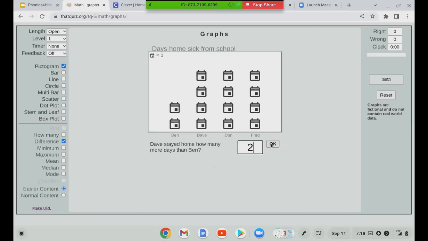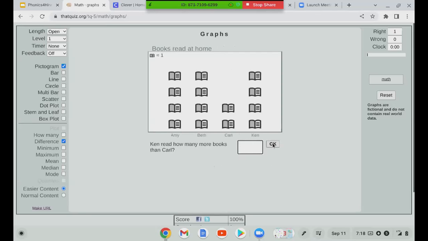So I'm going to show you what happens when I press OK. So over here, it lets you know if you got it right or you got it wrong. And whether you turn the timer on or not, this clock is going to run. So I'm going to do one more. Ken read how many more books than Carl?